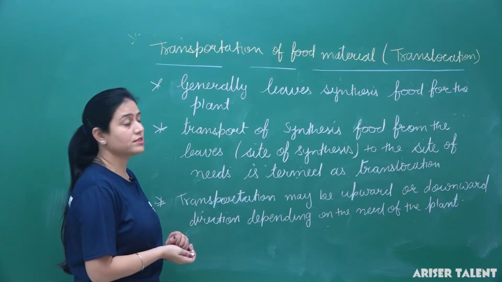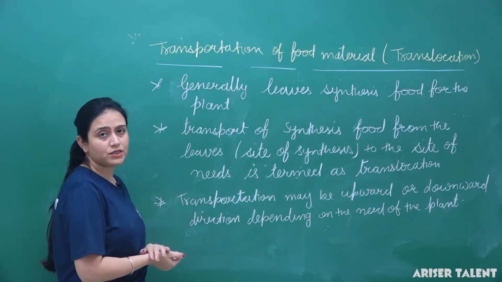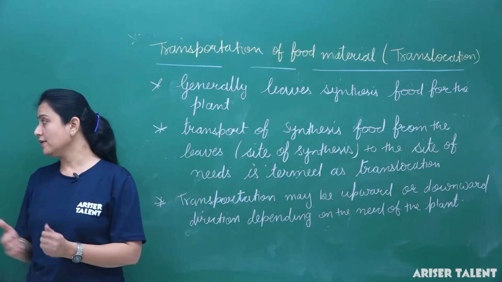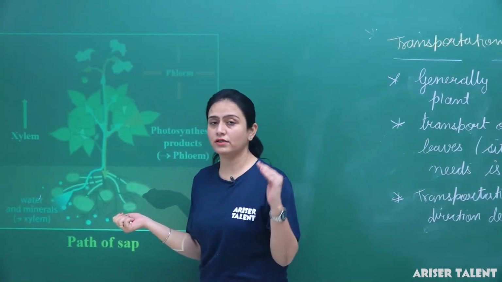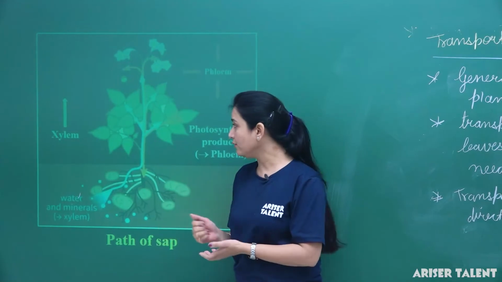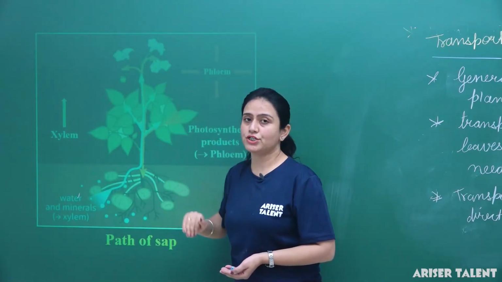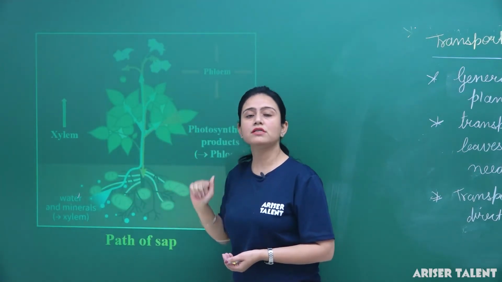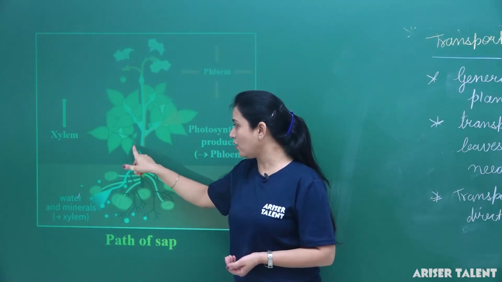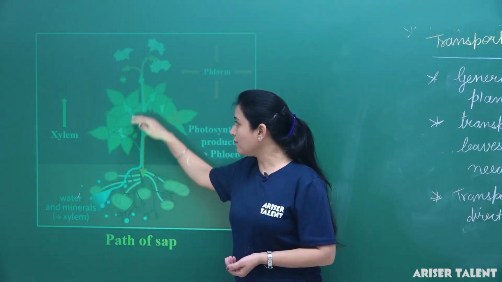Generally, sugar and amino acids are synthesized and they are supplied to the different parts of the plant by the process of translocation. Transportation in plants takes place by the vascular tissues, that is xylem and phloem. Xylem helps in the transportation of water and minerals, but phloem helps in the transportation of food materials. The phloem is found just next to the xylem, and they are together in the different parts of the plant.